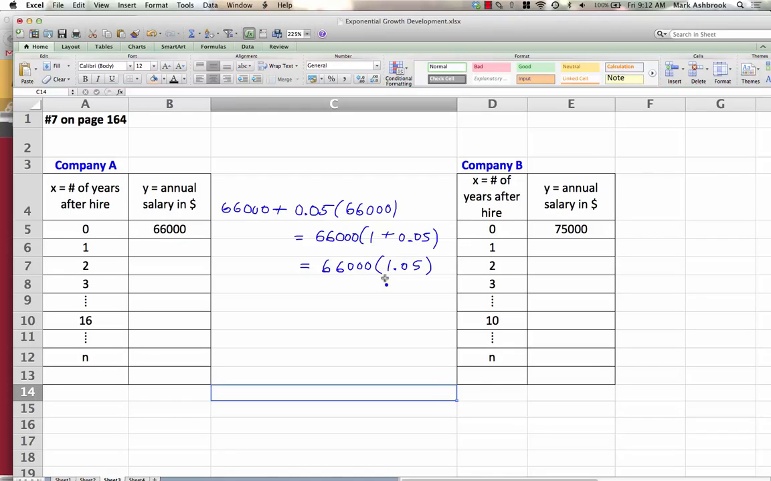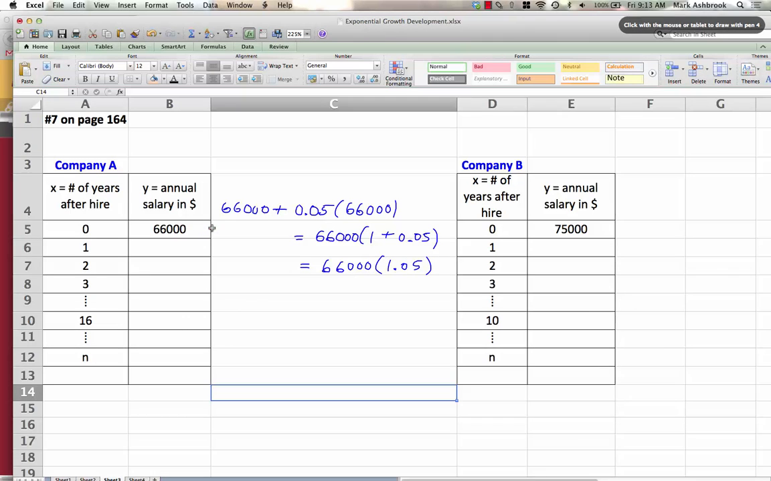Yeah, so it's like you get to keep the salary you had before, right? So the 1 is like the 66,000 you had the previous year, and the 0.05 is the amount of increase. We saw that right here. So 1 is like you have the salary you had before plus the amount of increase. That's how multiplying by that number achieves that result.